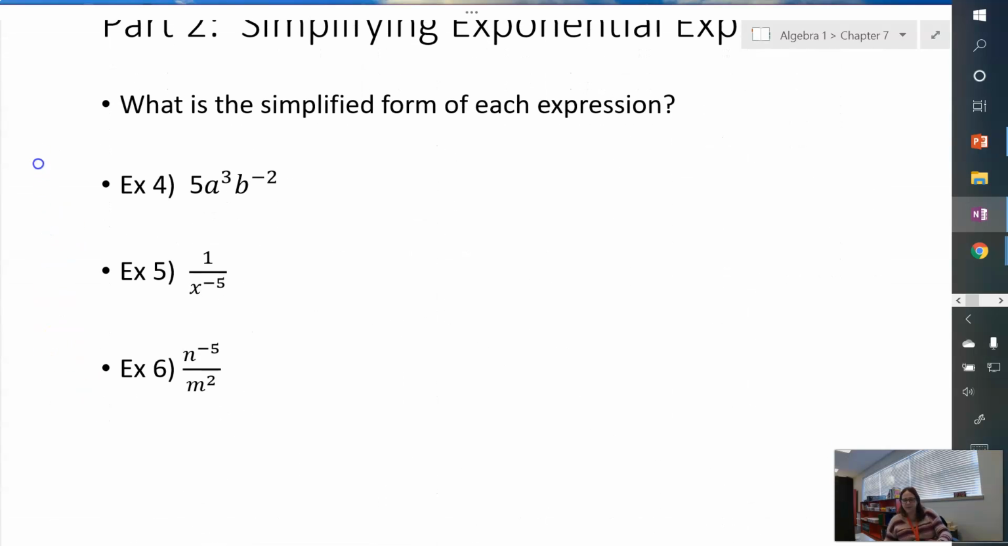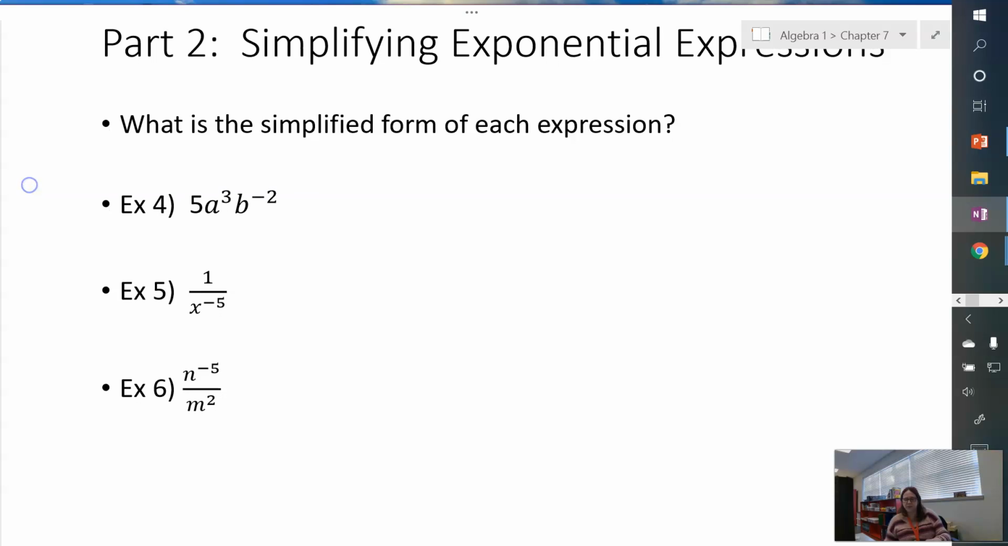Now we're going to simplify some more expressions. It's getting a little bit more complicated now because we've got some variables. So take a look at example 4. We have 5a cubed b to the negative 2.